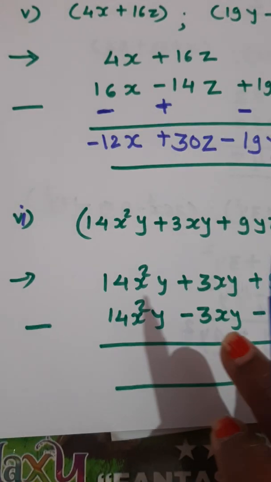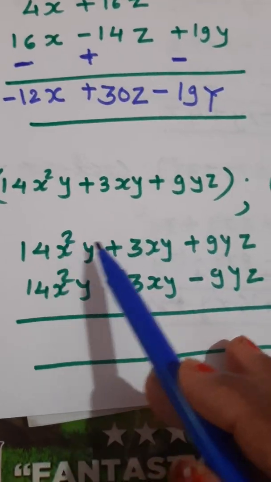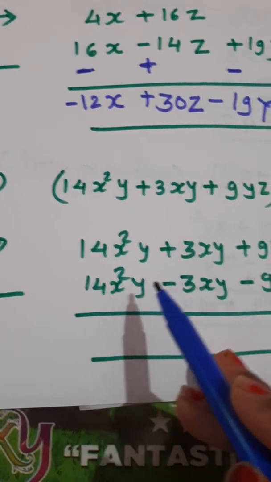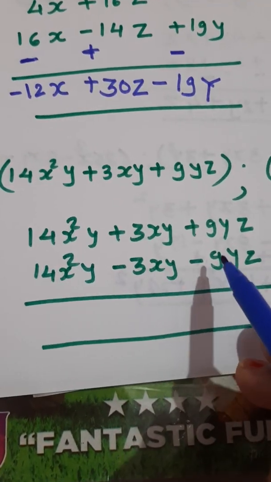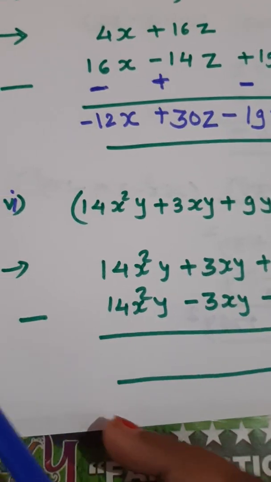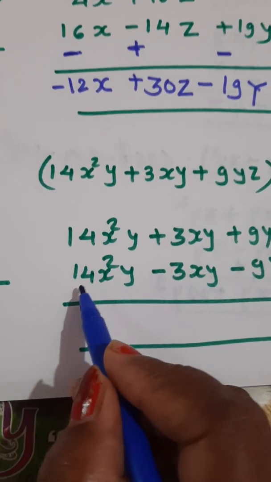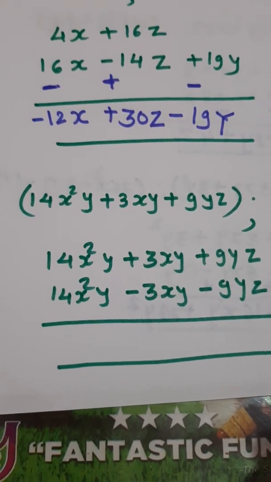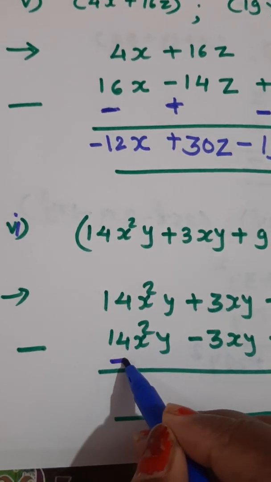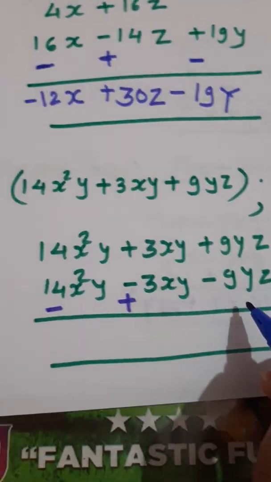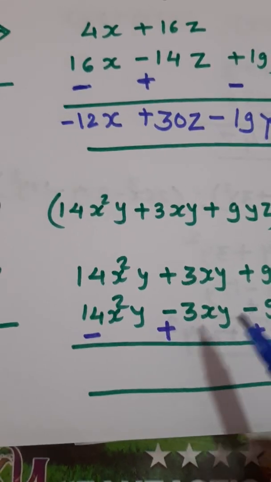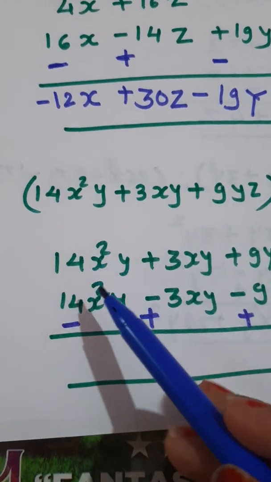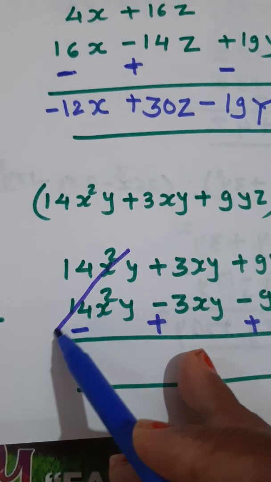Arrange it properly. First expression as it is, minus 14x²y minus 3xy minus 9yz. According to the rule of subtraction, change all the signs of each term of the second algebraic expression. So here negative, here positive, and here positive. Now 14x²y minus 14x²y. 14 minus 14, 0. So this term cancels.